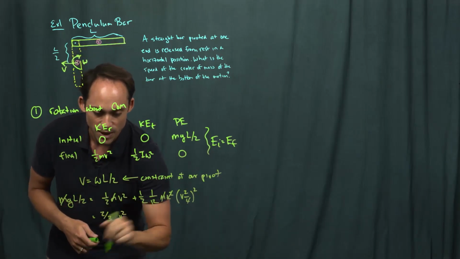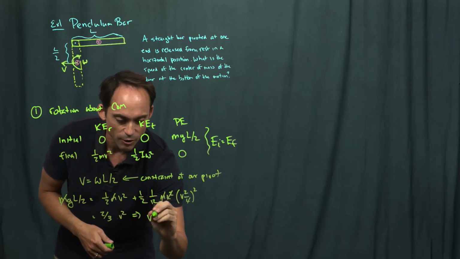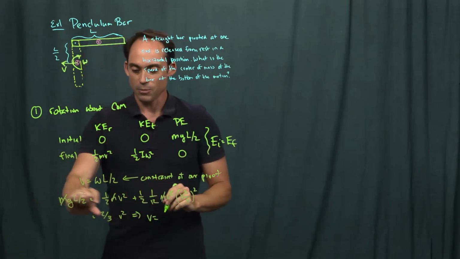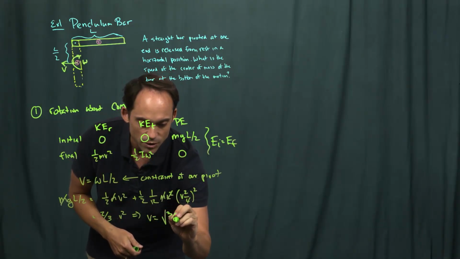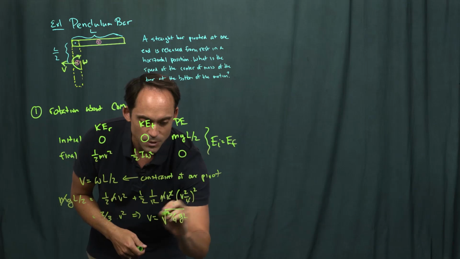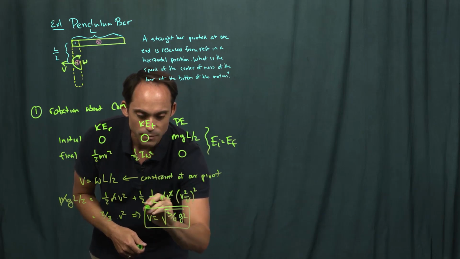Write that a little bit better. And so if we isolate our quantity of velocity, multiply by 3/2 on both sides and take the square root, this is going to be the square root of 3/4 times g times L as our final speed.